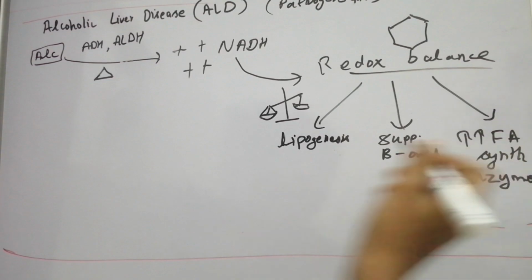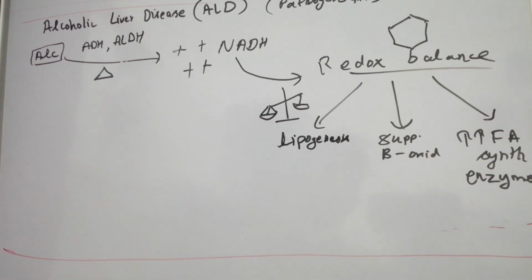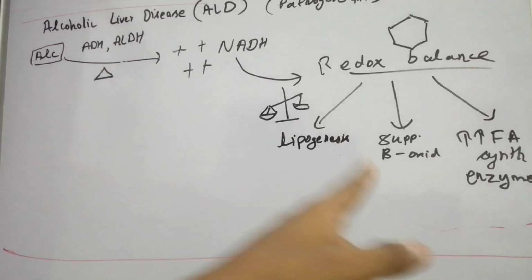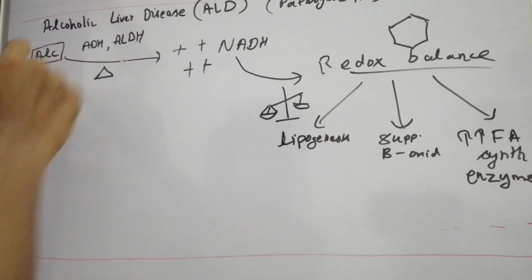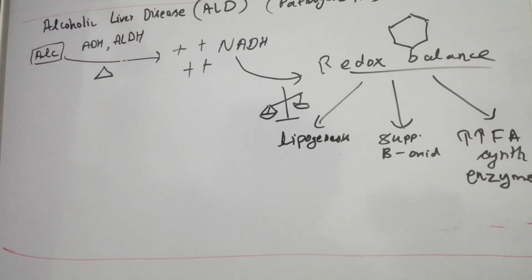Lipogenesis, as the name itself suggests, is genesis of lipids. Then suppression of beta oxidation. What is beta oxidation going to do? Beta oxidation is going to metabolize your lipids. So suppression is going to happen, beta oxidation is not going to happen, so lipid is increasing, and synthesis of fatty acid synthesis enzymes is also increasing, which in turn leads to more lipid accumulation in your hepatocytes. You also have to remember that alcohol causes peripheral catabolism of fats.